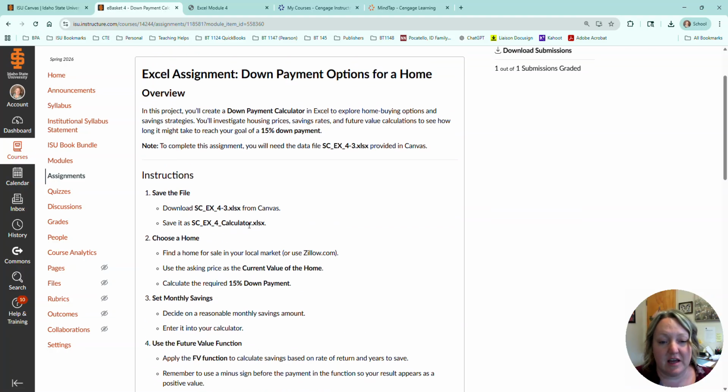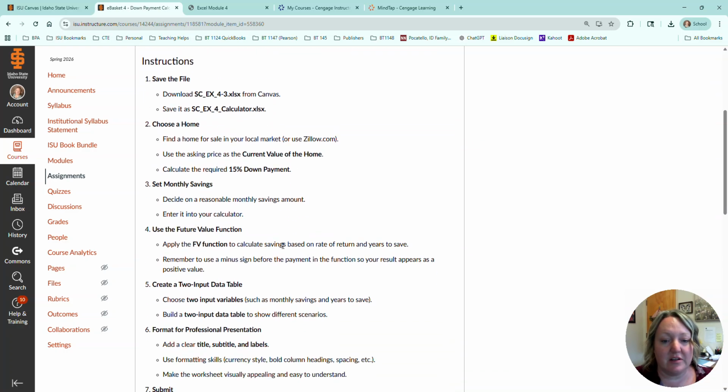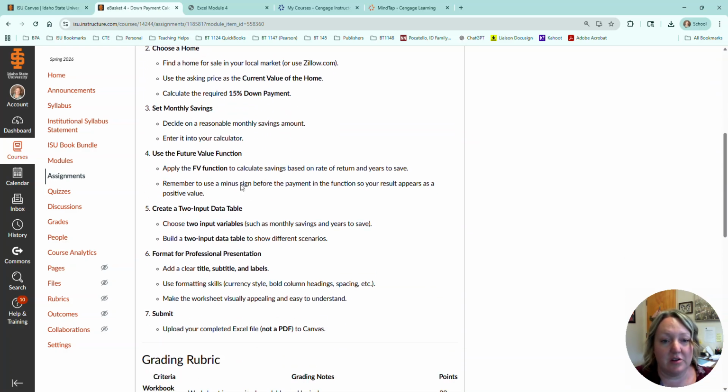You're going to save it as calculator, that's the name, and then you're going to create a down payment calculator for buying a house. And you're going to use the future value. So you've got to find the house.